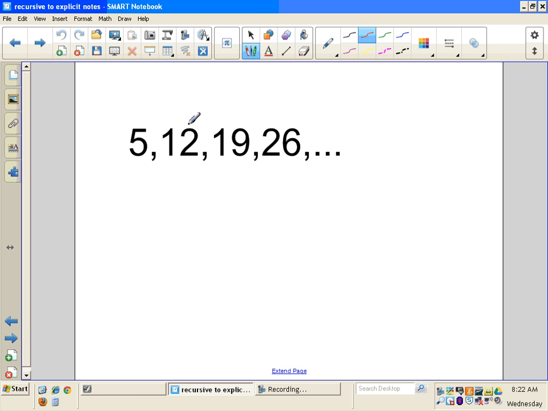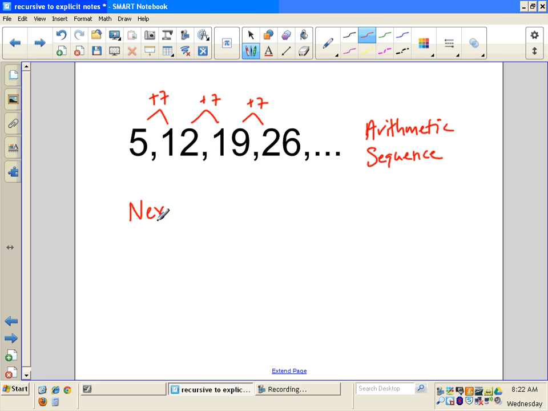In this pattern, you can see that we are adding 7 each time. And so hopefully you're saying to yourself that this is arithmetic, and that an arithmetic sequence, when you put it into a next equals now rule, is going to have a plus or a minus in it. So to get to the next number, we take where we are now, we add 7 to it. And in this case, we're starting at 5.